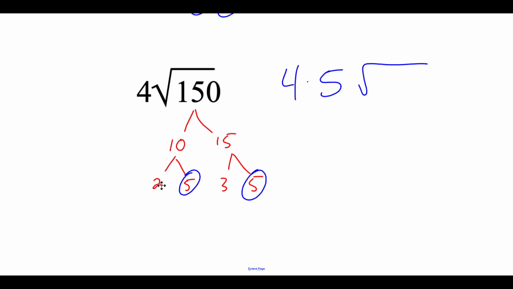Underneath the radical, I don't have a pair for this 2 or this 3, so I'm going to put both of those underneath, and we're supposed to multiply them back together. 4 times 5 is 20. 2 times 3 underneath that radical gives me a root 6. So 4 square root of 150 simplifies down into 20 root 6.